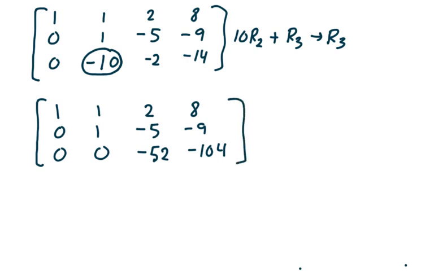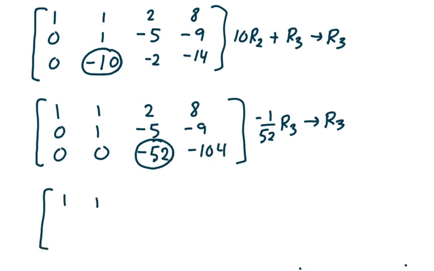And then one final step is I need this number, the first non-zero entry in the third row, to be a 1. So I'm going to take negative 1/52 times row 3 and put the result back into row 3. When I do that, I get 1, 1, 2, 8, no change; 0, 1, negative 5, negative 9; 0, 0, 1, 2.